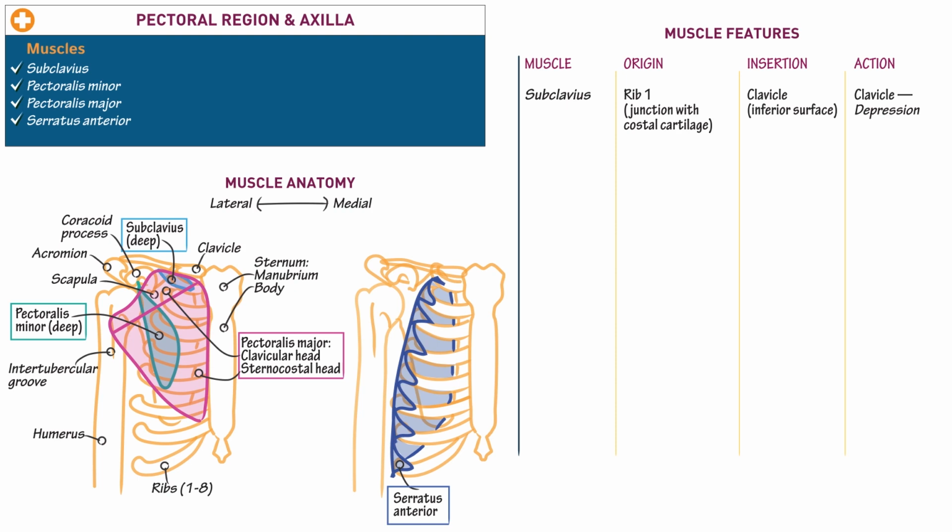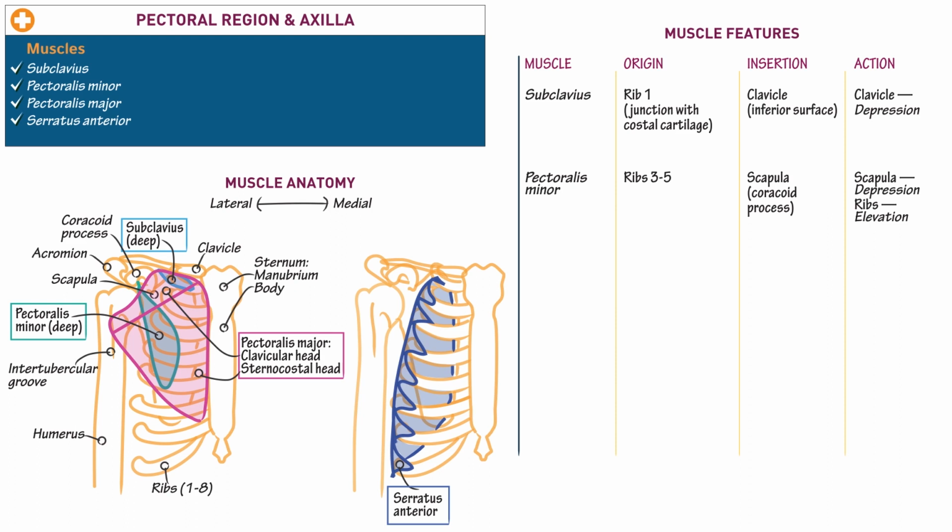Note that its name, subclavius, indicates its location. It lies under the clavicle. Then indicate that pectoralis minor arises from the 3rd, 4th, and 5th ribs, inserts on the coracoid process of the scapula, which it depresses and stabilizes. It also elevates the ribs during deep inspiration.